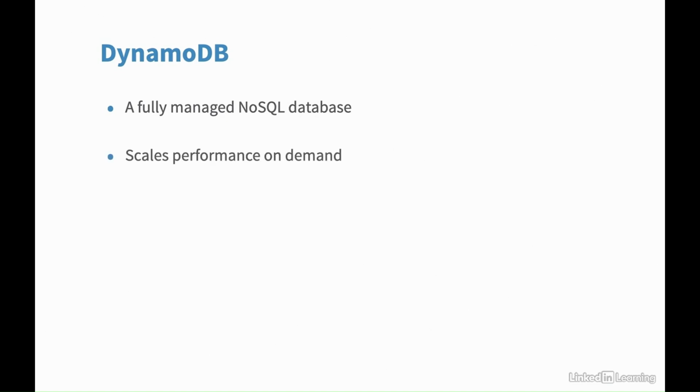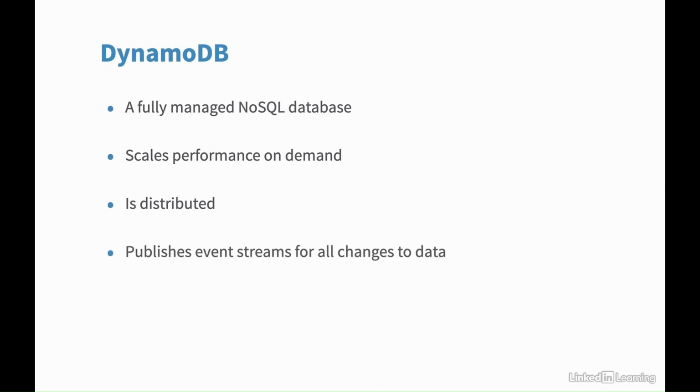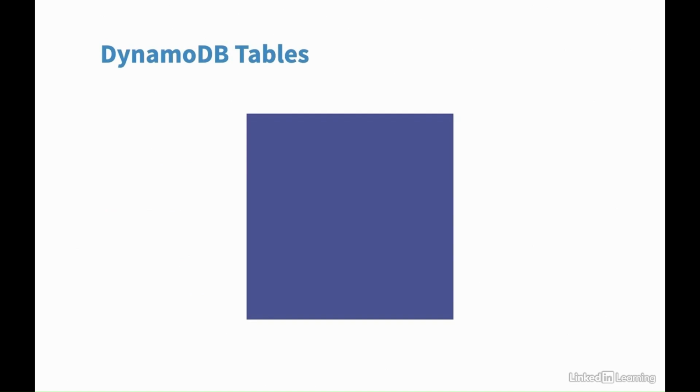DynamoDB is AWS's highly available, scalable NoSQL database. You might compare it to other NoSQL databases like MongoDB. The main advantage of Dynamo is that, like RDS for relational databases, Dynamo is a fully managed service. It scales performance on demand, meaning that you can provision, and pay for, just the level of read and write performance you desire. It's also a distributed storage system, meaning its durability and availability is very high. Like S3, it can publish event streams for all its activity, and finally it's stored on SSD, which gives it very low latency.